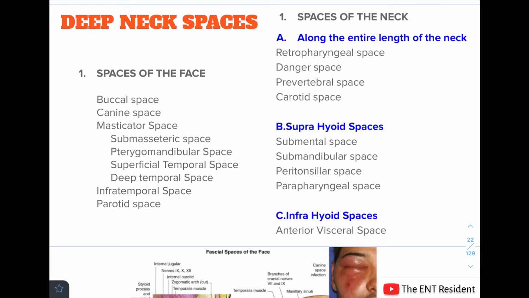Next, the spaces of the neck can again be classified according to location: along the entire length of the neck, the suprahyoid spaces and the infrahyoid spaces. Along the entire length of the neck are 4 spaces: the Retropharyngeal Space, danger space, Prevertebral Space and the Carotid Space. The suprahyoid spaces are the submental, the submandibular, peritonsillar and parapharyngeal spaces. And lastly, the infrahyoid space is just one, which is the anterior visceral space.